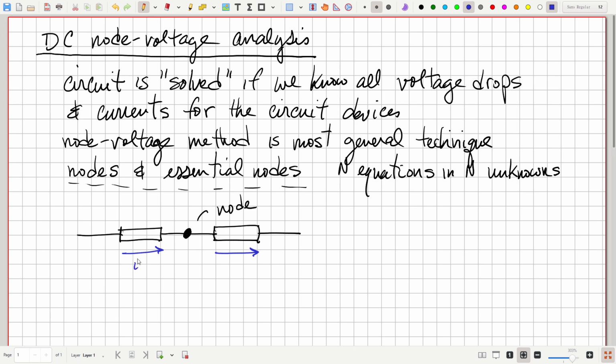So let's say this is current I1 and this is current I2 in these two devices. By Kirchhoff's current law, if we make a little surface here, the current flowing in has to be equal to the current flowing out. And that simply says that I1 is equal to I2, of course, which just says that two devices in series have the same current. So KCL is trivial at a non-essential node where only 2 devices meet.